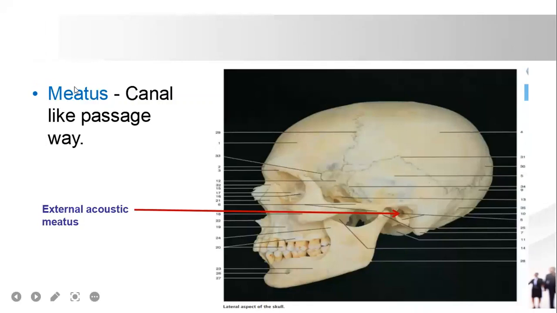We have the meatus. The meatus is a canal-like passageway. For this case, we have the external acoustic meatus. This is where the ear is, with the prominence of the ears and other structures. And this is a temporal bone, whereby we have this external acoustic meatus.